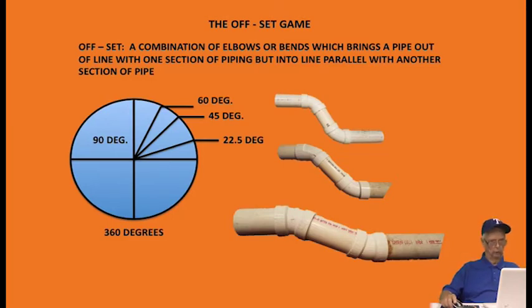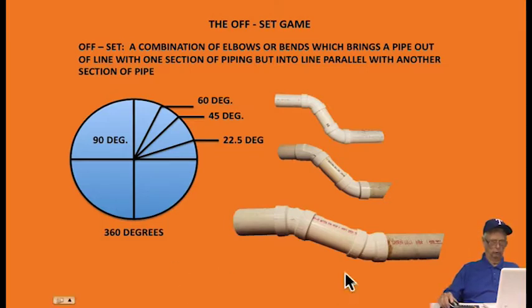Today we're going to work on something I've been fooling around with for a long time, and I wanted to get it into a DVD because there's an awful lot of confusion about offsets. You'll do them on the job and you'll see them on your test. So I thought a good place to start would be the definition of an offset. A combination of elbows or bends which brings a pipe out of line with one section of the piping but into line parallel with another section of the piping. I would hate to try to unscramble that.